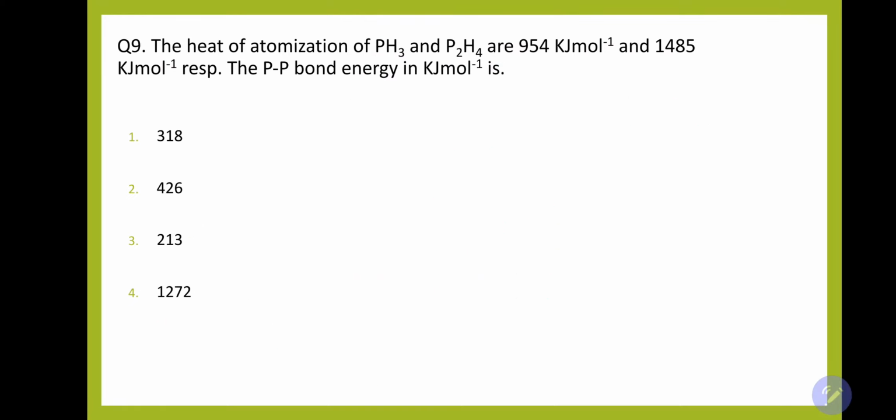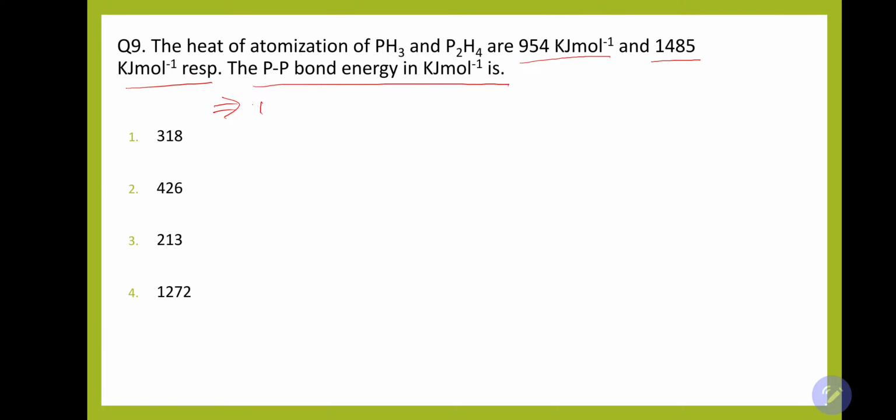Here the question is, the heat of atomization of PH3 and P2H4 are 954 kilojoules per mole and 1485 kilojoules respectively. The PP bond energy in kilojoule per mole is, you have to find the PP bond energy. Now how to find the PP bond energy? What is given, you have already been given the heat of atomization.